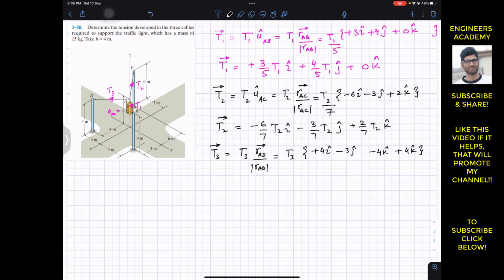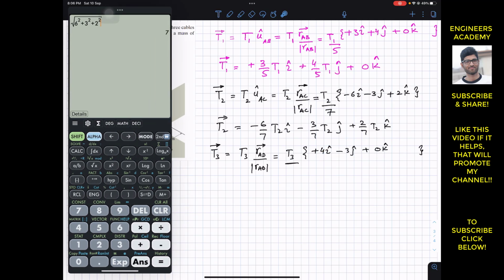So as we can see, this is again plus 4k and minus 4k, so this will give us 0k. So again we can see that points A and D are at the same height. So that is why we get the k component equal to 0, since the height of point A, the knot, is 4 meters and the height of the pole is also 4 meters. So then again we have to find the magnitude of this.